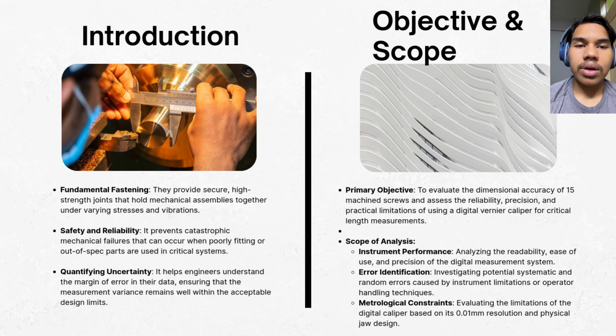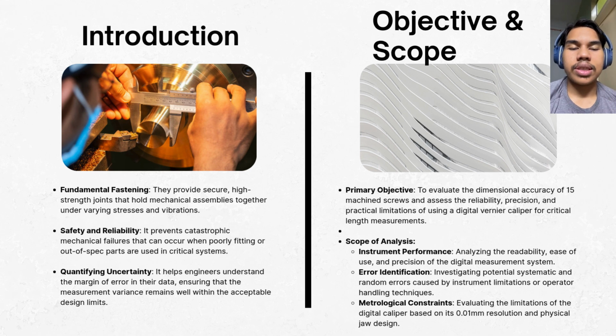So moving on, we are going to further explain the scope analysis. We are not going to stray away from the scope that we've already stated, because ours is mostly on the mechanical part. So for us, we are going to focus more on instrument performance, basically analyzing the reliability, ease of use, as well as precision of the digital measurement system.